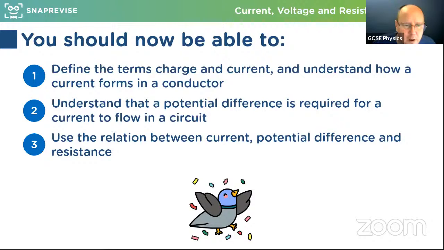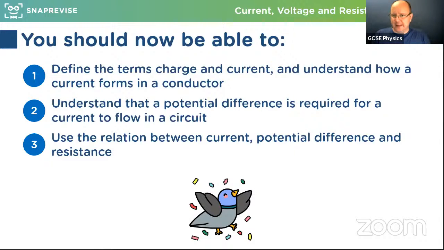The work done. Potential difference is work done per unit charge. So the formula for electrical work done is going to be work done is equal to VQ. It's going to be potential difference times charge.